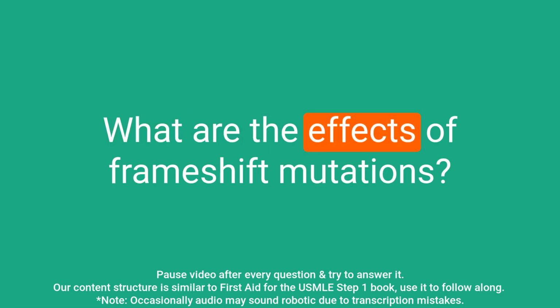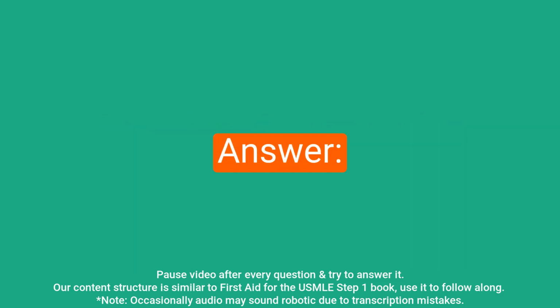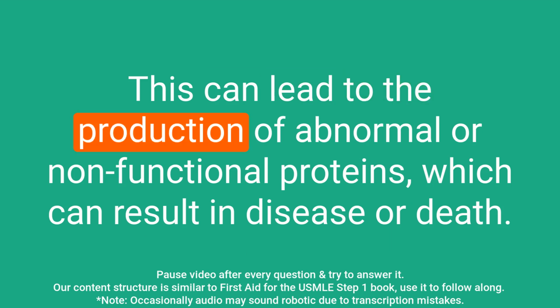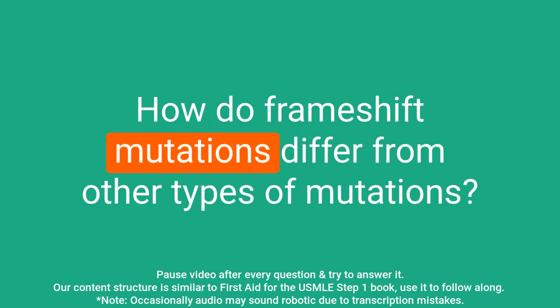Question: What are the effects of frameshift mutations? Answer: Frameshift mutations occur when a base is inserted or deleted from the DNA sequence, resulting in a shift in the reading frame. This can lead to the production of abnormal or non-functional proteins, which can result in disease or death.